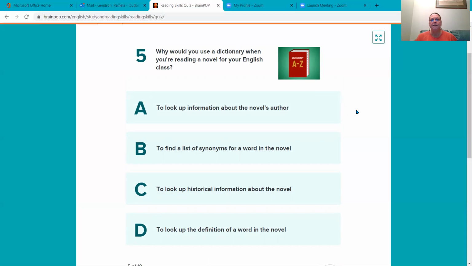Question 5, why would you use a dictionary when you're reading a novel for your English class? Would it be for A, to look up information about the novel's author? B, to find a list of synonyms for a word in the novel? Would it be C, to look up historical information about the novel? Or would it be D, to look up the definition of a word in the novel? Well, I think you would look other places than a dictionary for these three. I think you would look in a dictionary to look up the definition of a word. So, D.